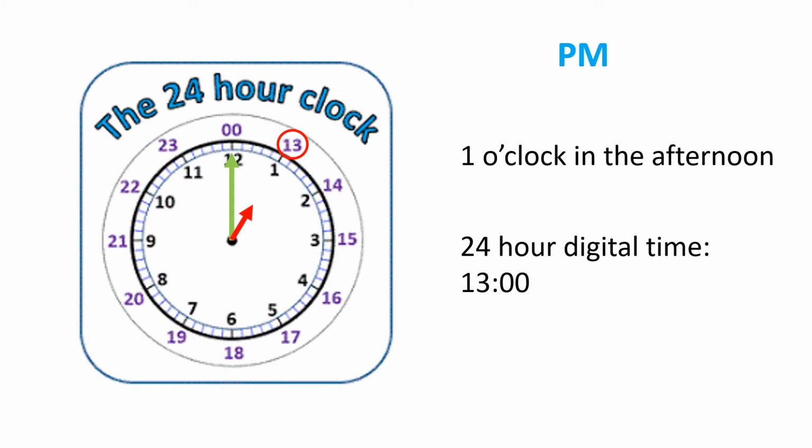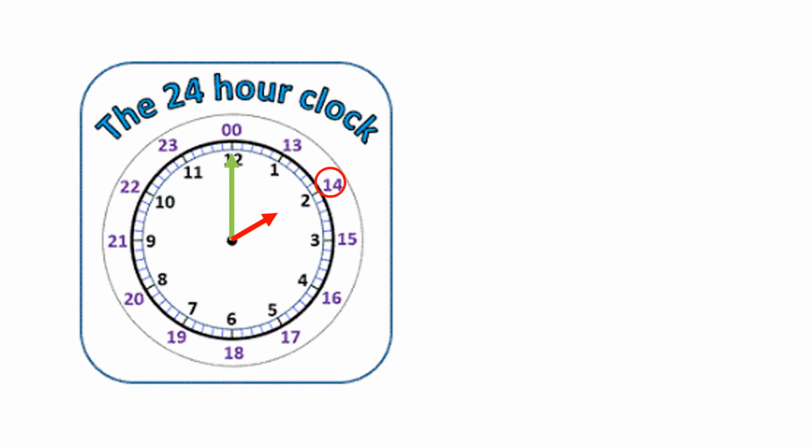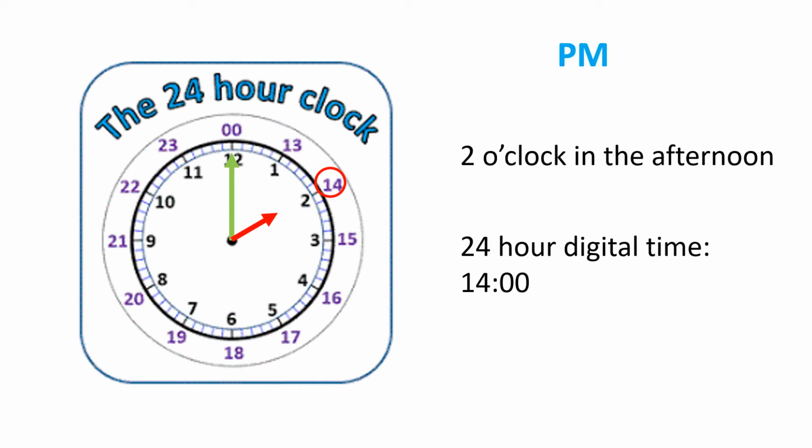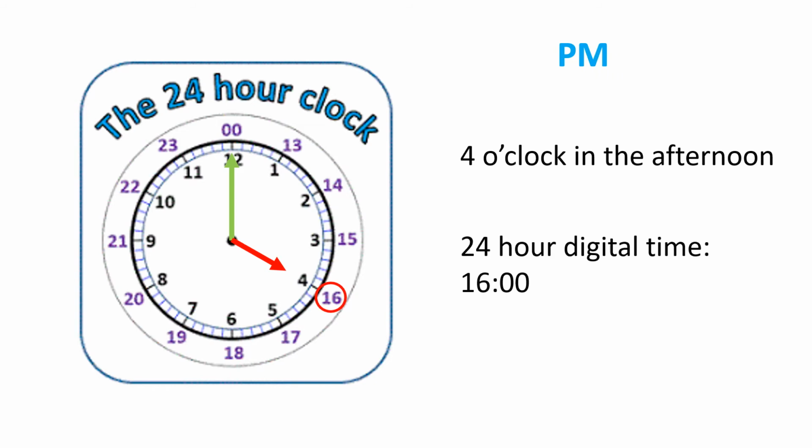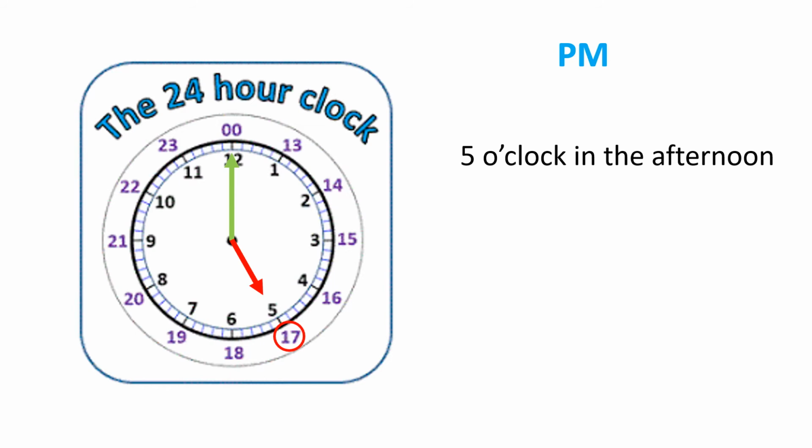So can you think what 2 o'clock in the afternoon is going to be? That's it, 14:00. And then it's going to go round again, so 15:00, 16:00, which is 4 o'clock in the afternoon. What do we think 5 o'clock in the afternoon is going to be? 17:00.